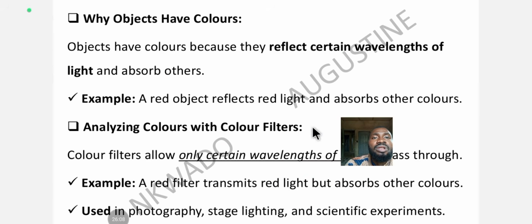Colors of the rainbow. Why do objects have colors? Because of objective color. Objects have colors because they reflect certain wavelengths of light and absorb others. So the color of an object depends on the color that it reflects.